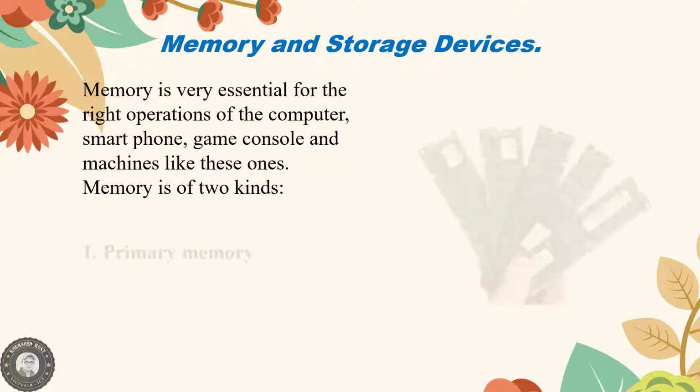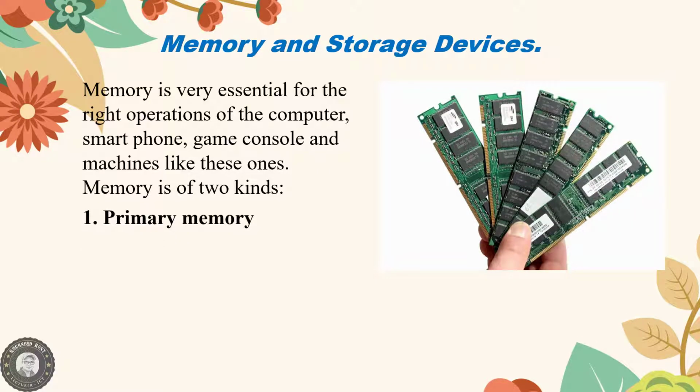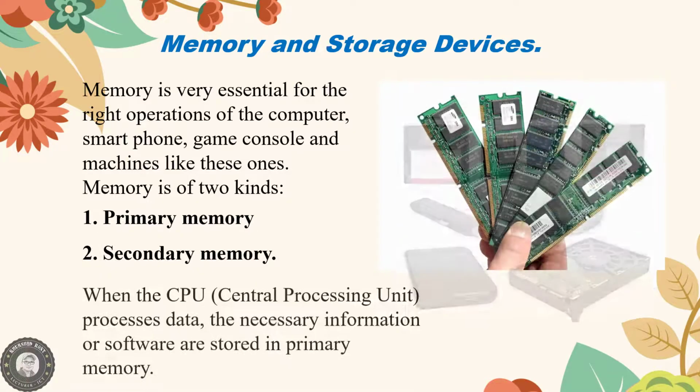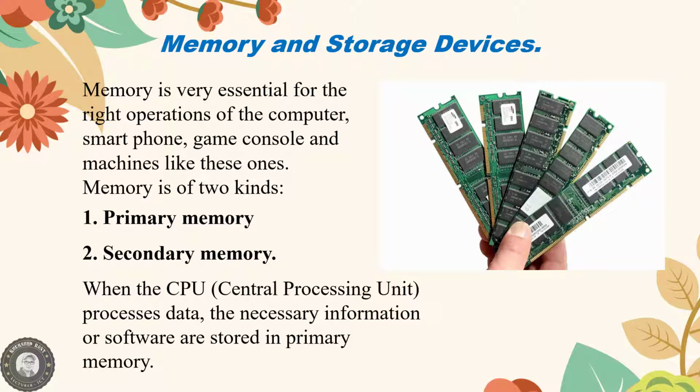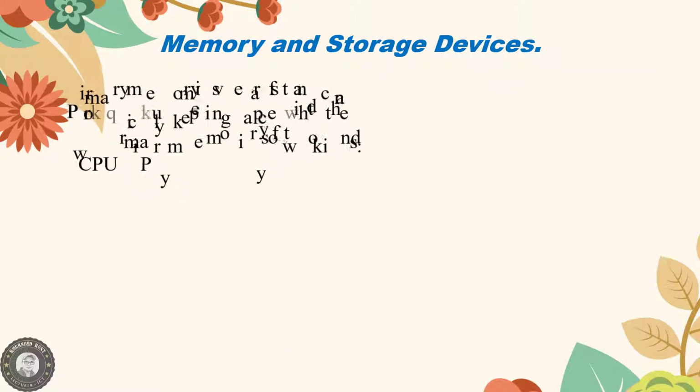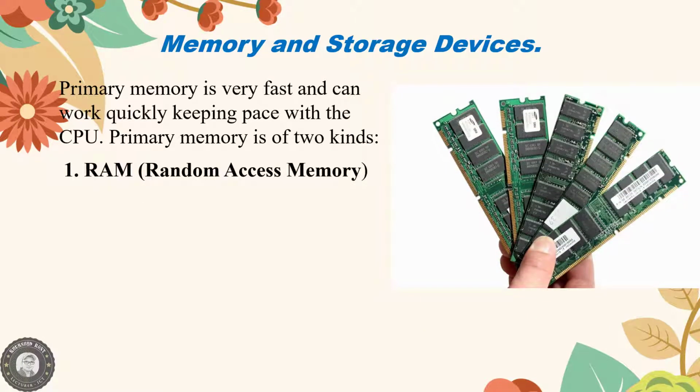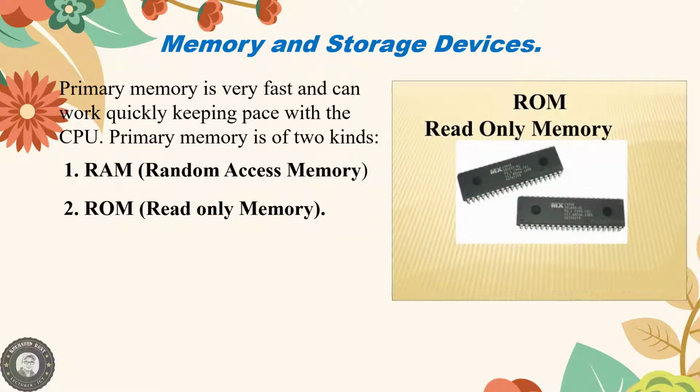Memory is of two kinds: primary memory and secondary memory. When the CPU, or central processing unit, processes data, the necessary information or software are stored in primary memory. Primary memory is very fast and can work quickly, keeping pace with the CPU. Primary memory is of two kinds: RAM, that is random access memory, and ROM, read-only memory.